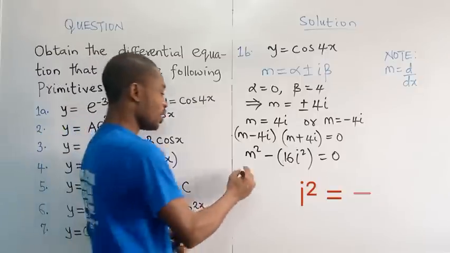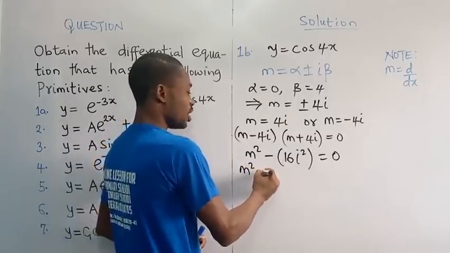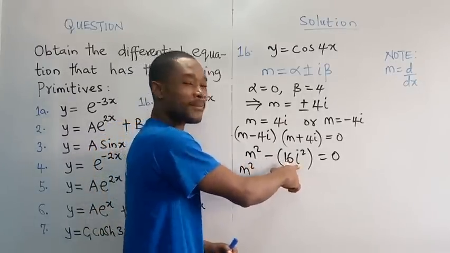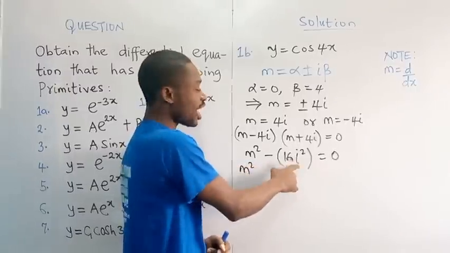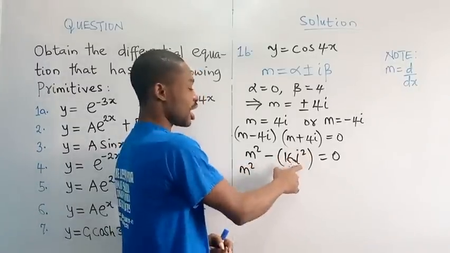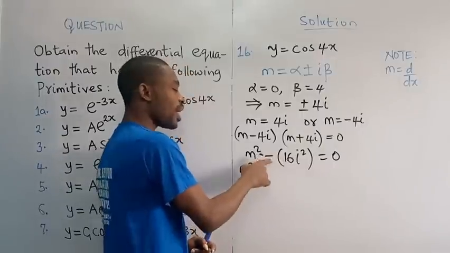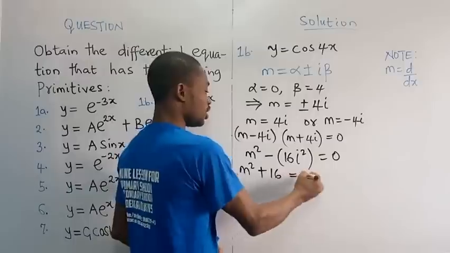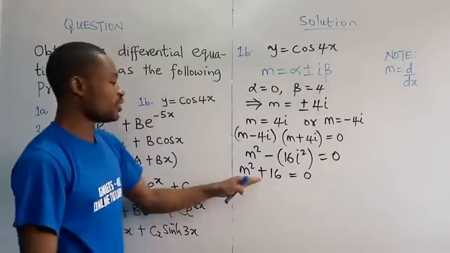Minus 1. Which implies that this is going to be m squared, if this is minus, and this is 16 times minus 1. Are you following? Because this i squared is minus 1, like I said. 16 times minus 1. This is going to give us minus times minus 16, which automatically becomes plus 16 equal to what? 0.